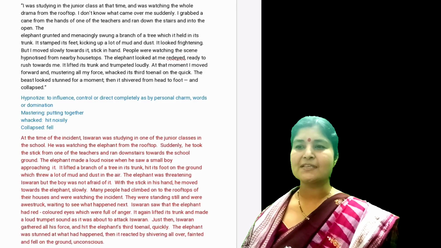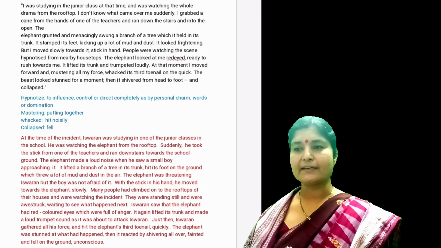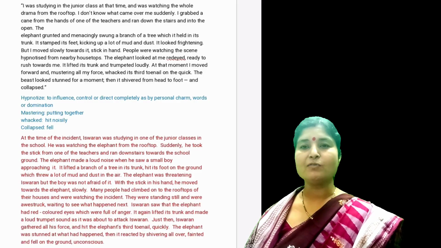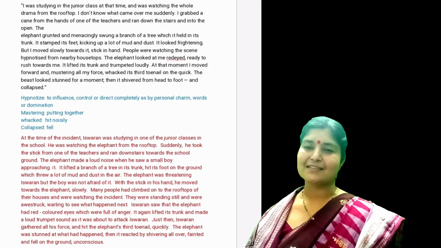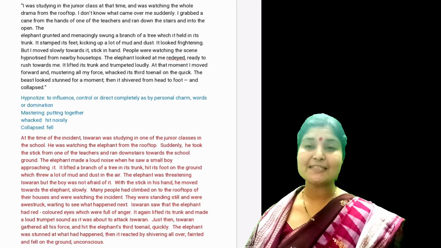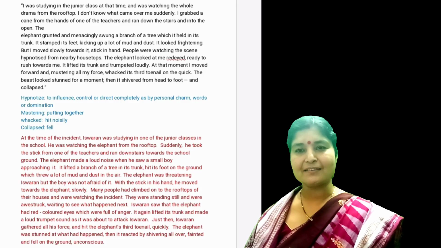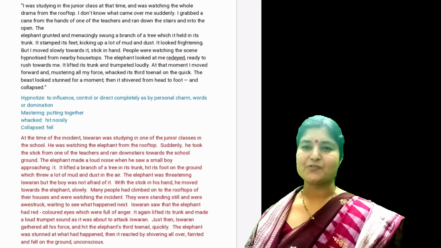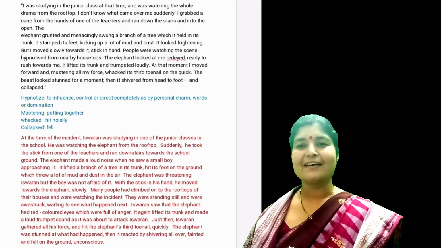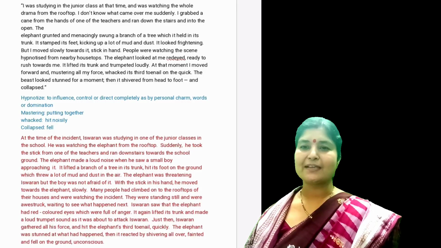The elephant was stunned at what had happened. Then it reacted by shivering all over, fainted and fell on the ground unconsciously. So telling the story is an art, and this art is done very effectively by Iswaran. That is the reason R.K. Narayan has given the name Iswaran, the storyteller.